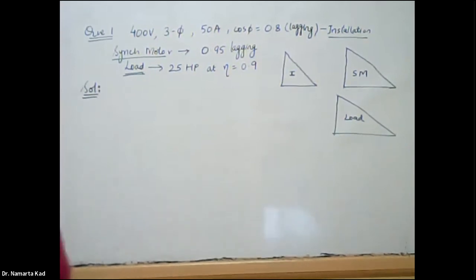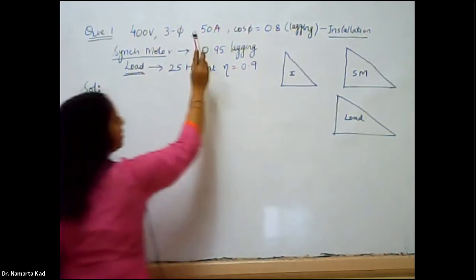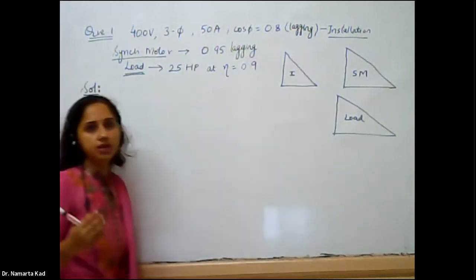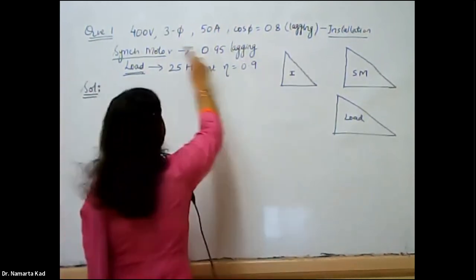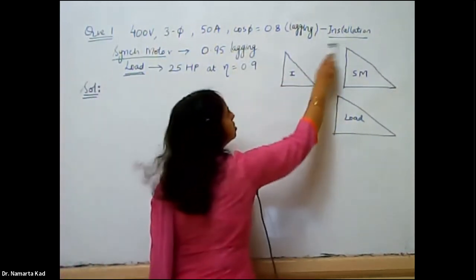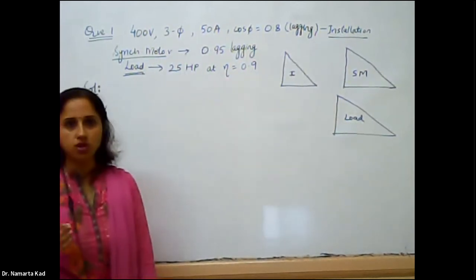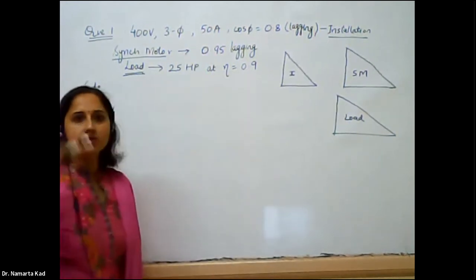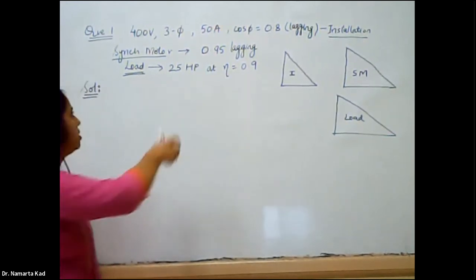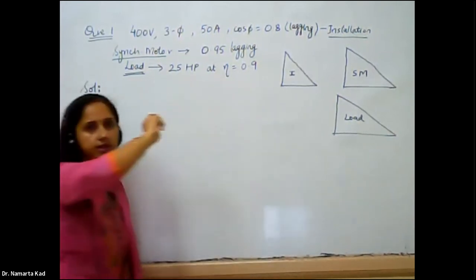In the given numerical, it is a 400 volt, 3 phase, 50 ampere installation, and cos phi initially for the installation is 0.8 lagging, and this whole data is for the installation. Next, we have to install a synchronous motor to improve the power factor to 0.95 lagging. And this synchronous motor will supply a load of 25 horsepower at an efficiency of 0.9. It is given in the question.